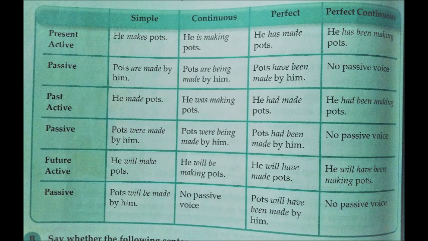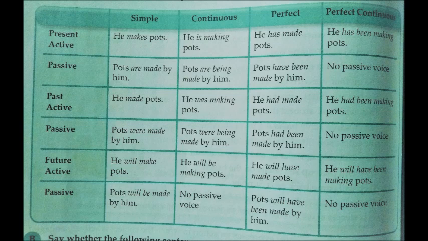The active voice sentence of simple present is: he makes pots. When we change it into passive voice, it will become: pots are made by him. We have added the helping verb "are" and "by" before the subject, before "him".